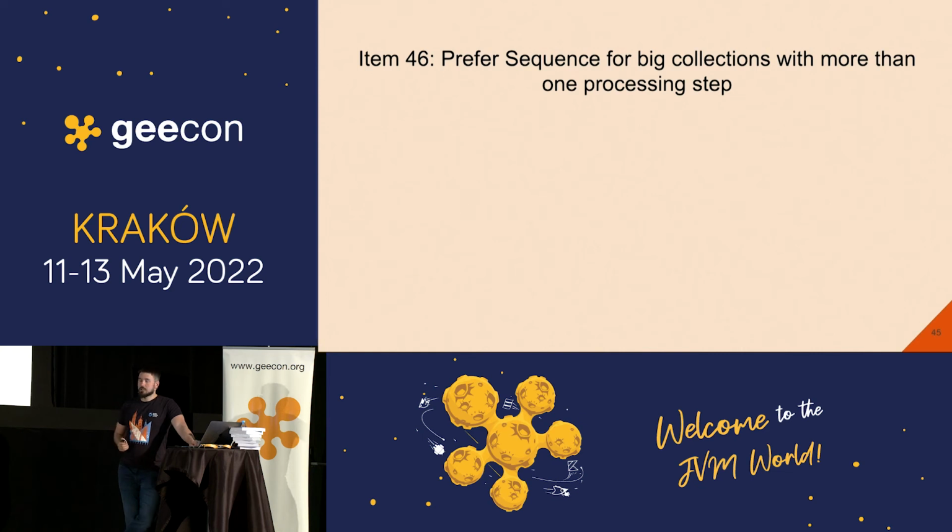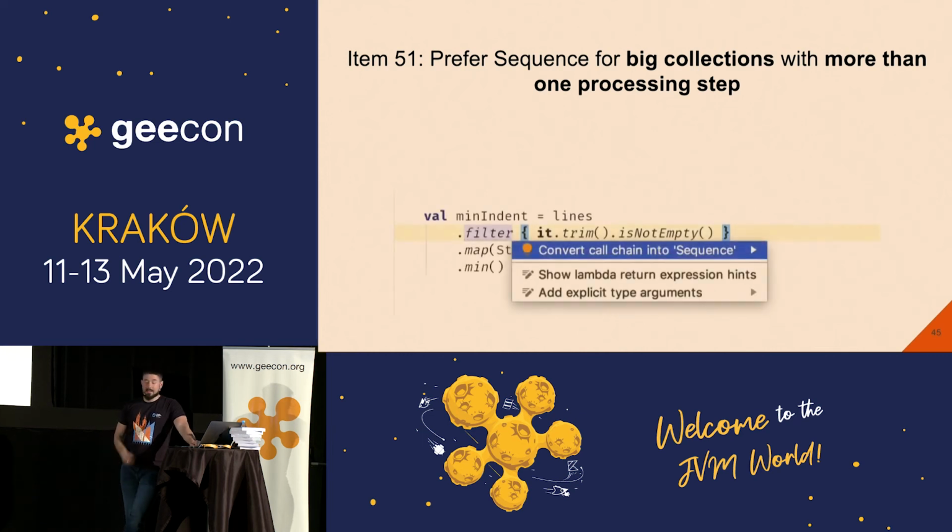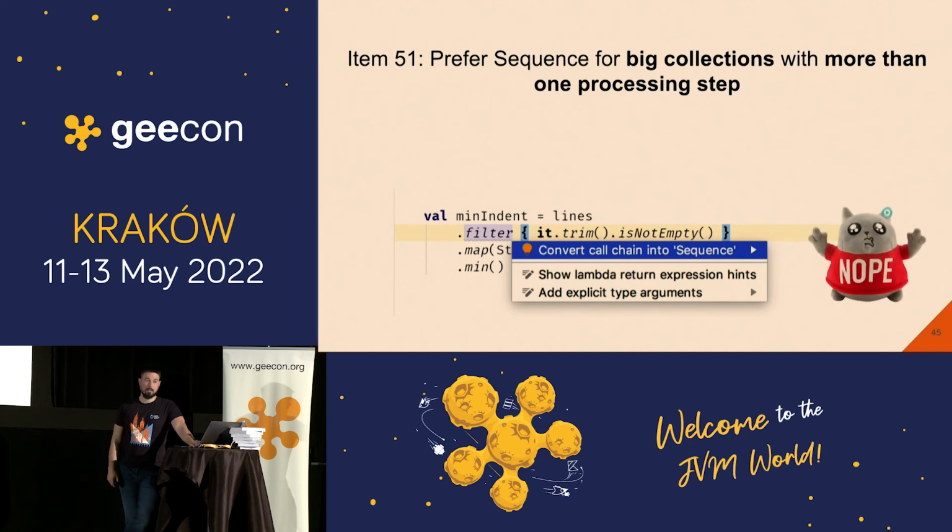So, my suggestion, prefer sequences for big collections with more than one processing step. Those are characteristic situations. It's not everywhere. I do not suggest using sequences everywhere, only where it makes sense, okay? In other cases, you can decide which one you prefer.